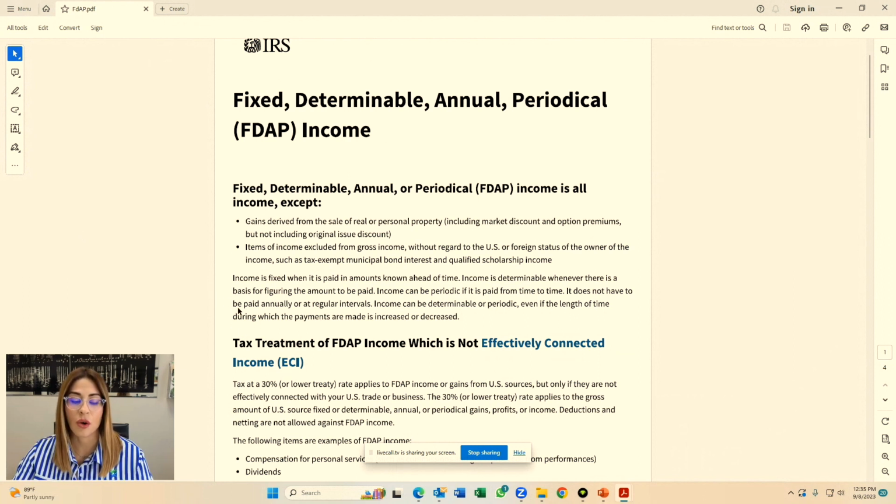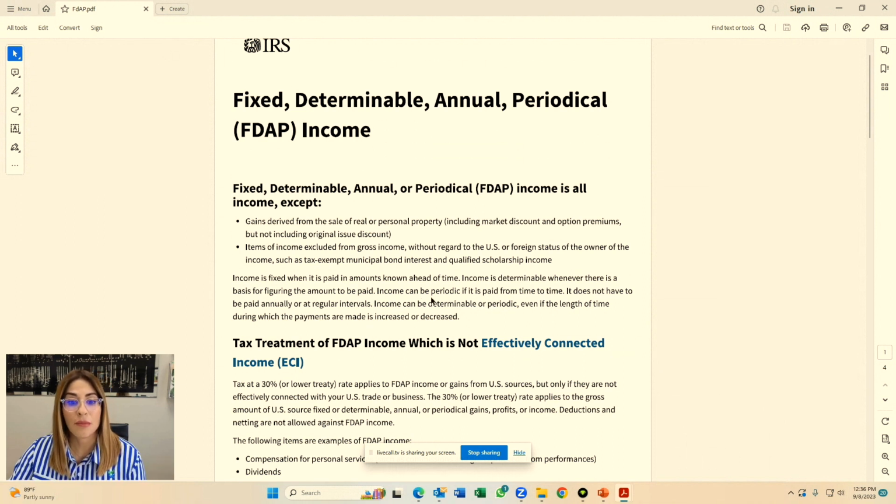Income is fixed when it is paid in amounts known ahead of time. Okay. So think about that. Your salary is based and calculated ahead of time. You know what you're going to get paid, whether that's a commission or a certain flat amount, you know what you're going to get paid. And it is determinable whenever there is a basis for figuring the amount to be paid. Okay. For example, per hour, commission, things like that. Or an agreement, like a rental agreement.